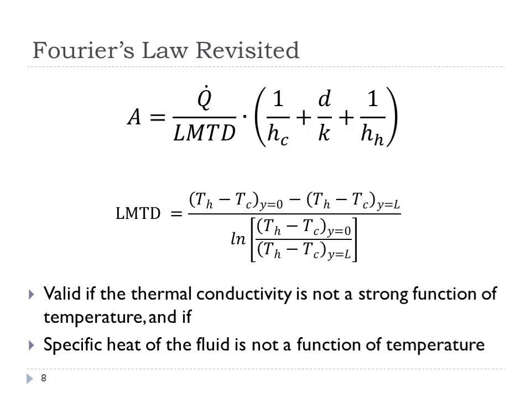So the area, using Fourier's law, we can estimate that the area is going to be equal to the amount of heat transferred divided by the log mean temperature difference, and then we're going to be multiplying that by the quantity 1 over the heat transfer coefficient on the cold side plus the thickness of the metal that is separating the hot side from the cold side divided by the thermal conductivity of that metal plus 1 over the heat transfer coefficient on the hot side. That's H sub H in this case here.